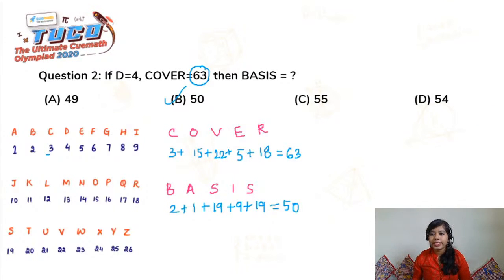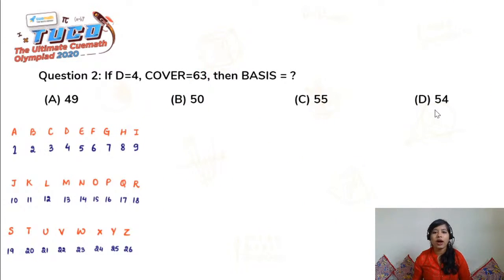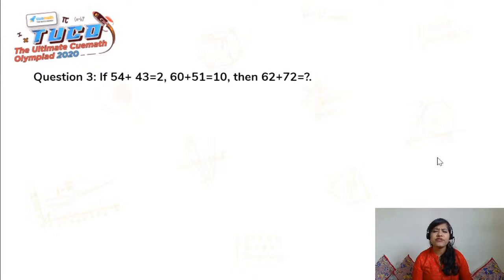Okay. So now with this, let's go ahead and check out our next question. If 54 plus 43 is equal to 2. Okay. 60 plus 51 is equal to 10. Then 62 plus 72 is what? Okay, this is kind of tricky. At the first go, when you look into the addition of numbers, it doesn't help you. Now, let me show you something.